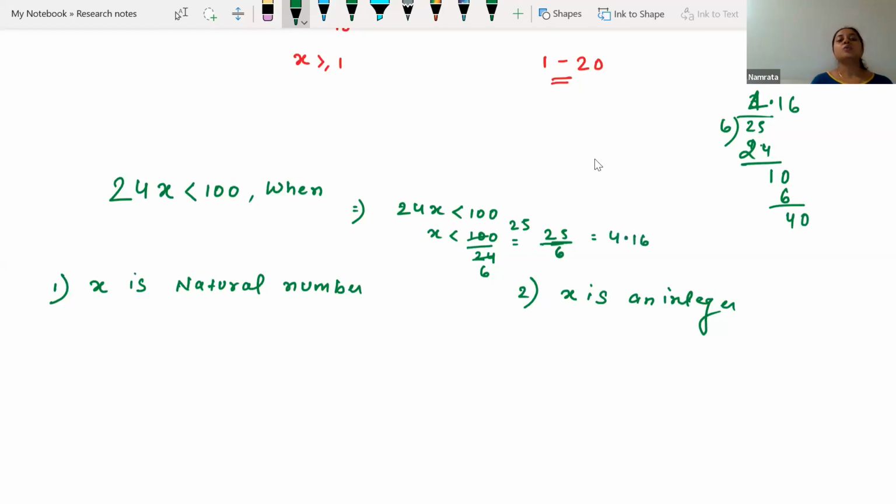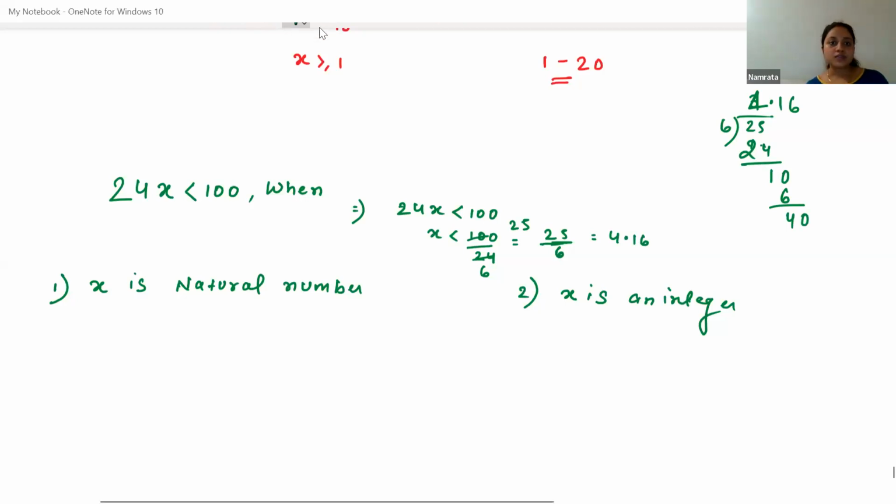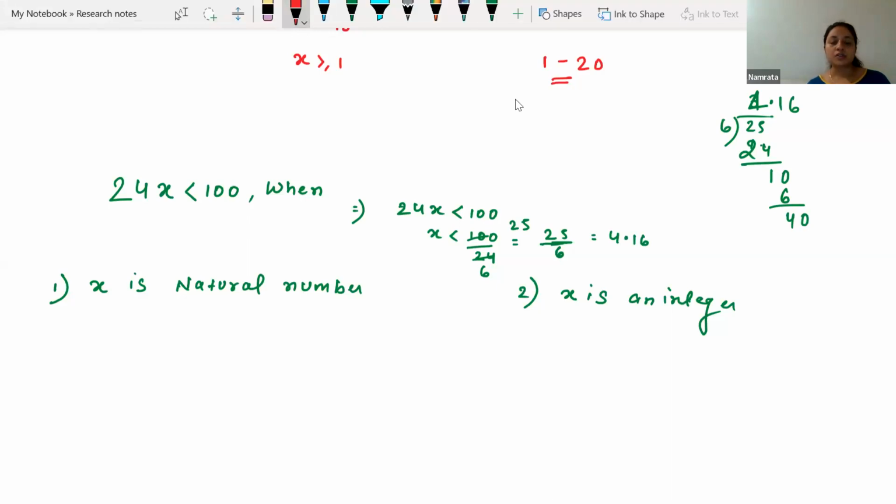Now when x is a natural number, the value of x we got from the solution is that x is smaller than 4.16. Okay.